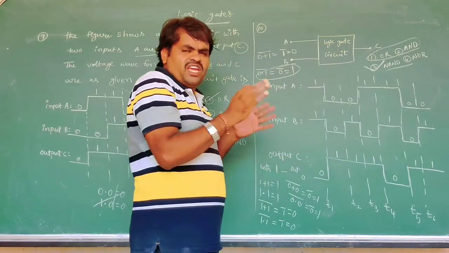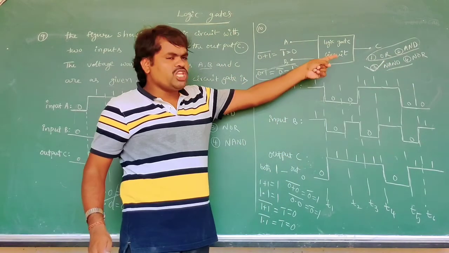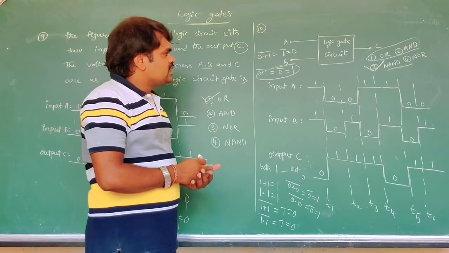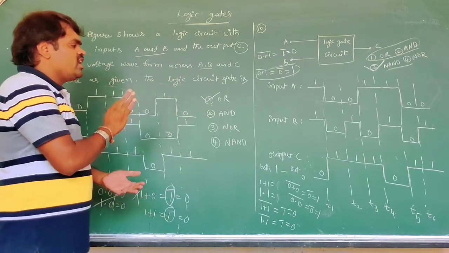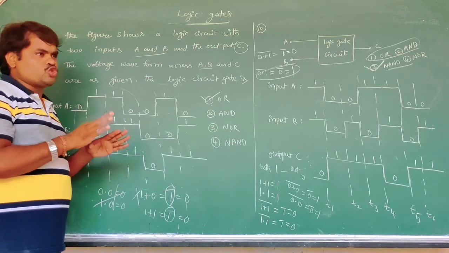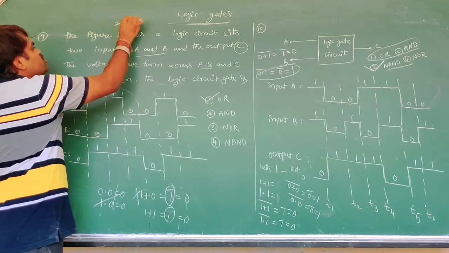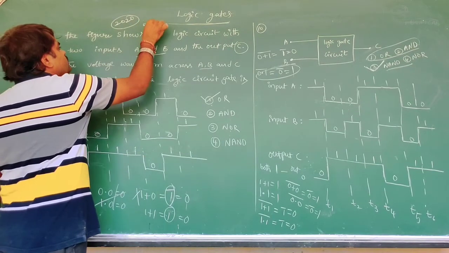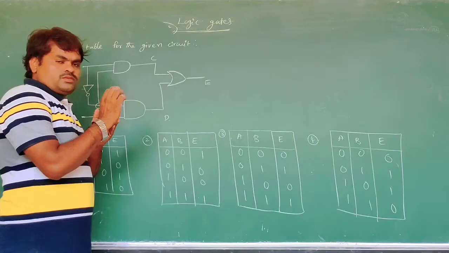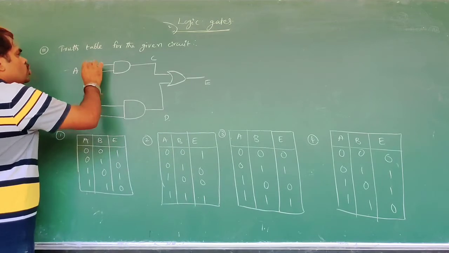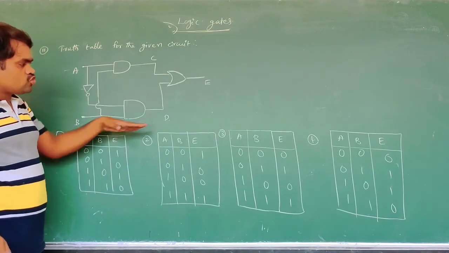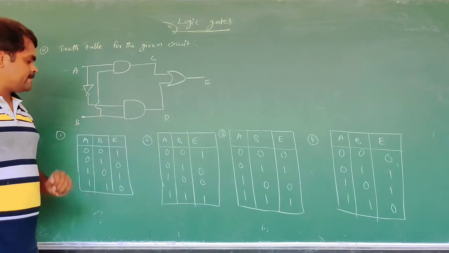First, we can go through the options and check them. This is a very important waveform question, number 11. We can draw the truth table for the given circuit and compare it with the options given.